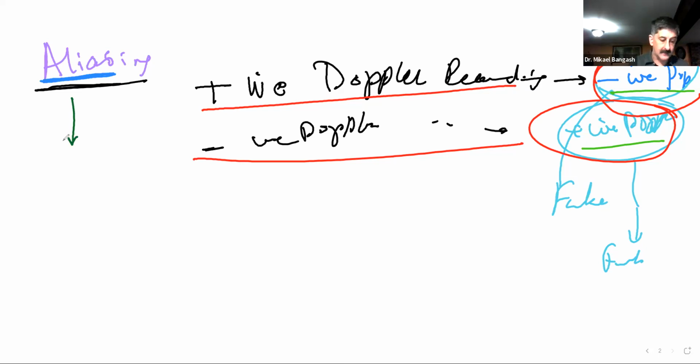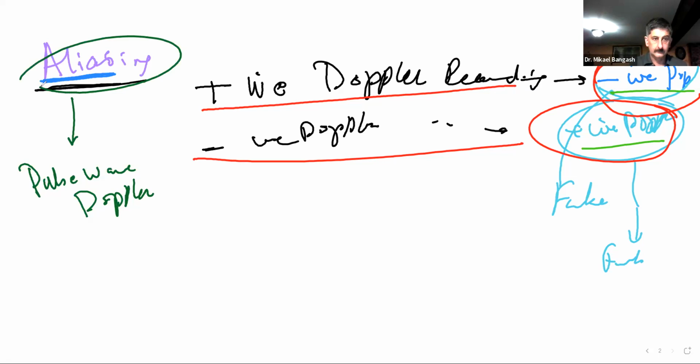Now, one thing that I said the other day when we talked about different kinds of Doppler modes. We said aliasing, let me check this. We say it's pulsed wave Doppler. That was mainly where we will see aliasing. So aliasing is primarily going to be something that we will see in pulsed wave Doppler. Is that clear? Okay, yeah.